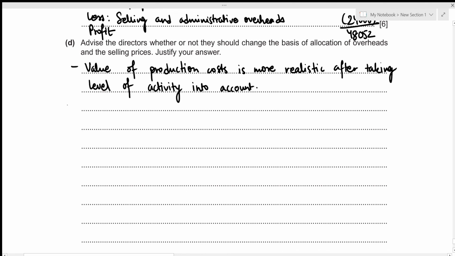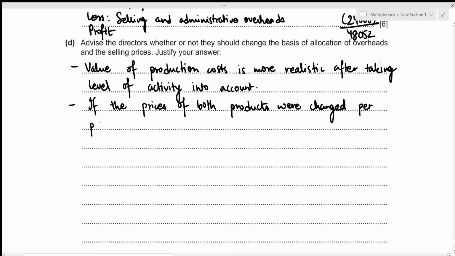Secondly, like I said before, if the prices of both products were changed for part B, then the profit would fall. If the prices of both products were changed for part B, then profit would fall.